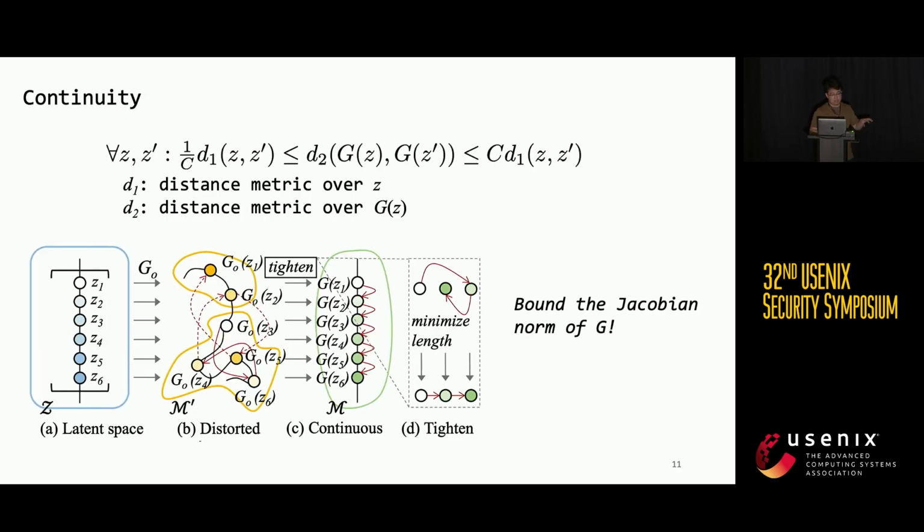The continuity can be formally represented in this way. The distance between G(z) and G(z') is bounded by the distance between z and z'. To achieve the continuity, we can bound the Jacobi norm of the generative model. Here I only show the conclusion. You can find the detailed derivation formulas in our paper. We call this process the Titan operation, as shown here.